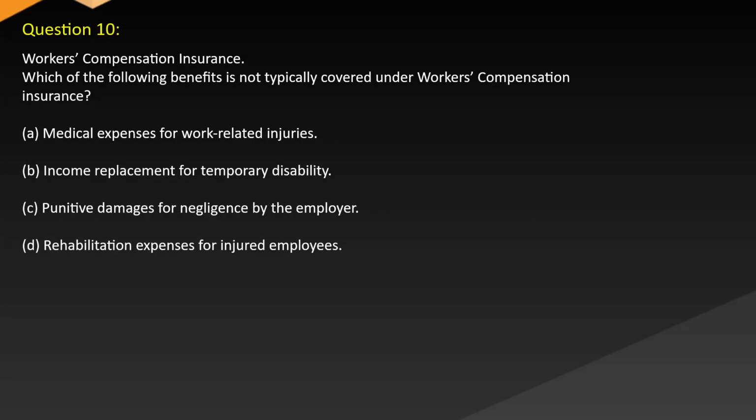Question 10. Workers' compensation insurance. Which of the following benefits is not typically covered under workers' compensation insurance? A. Medical expenses for work-related injuries. B. Income replacement for temporary disability. C. Punitive damages for negligence by the employer. D. Rehabilitation expenses for injured employees.